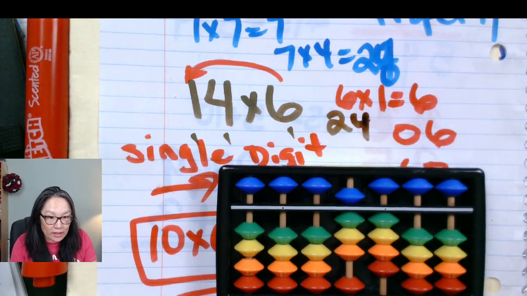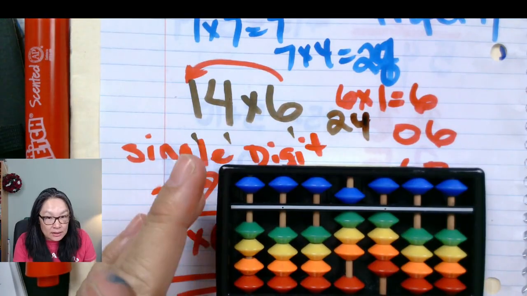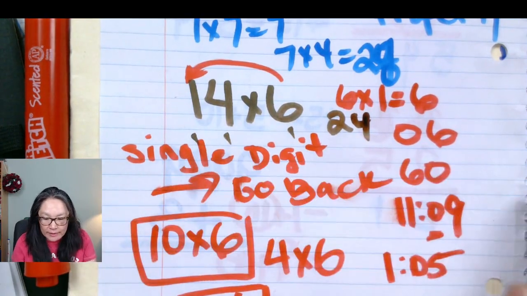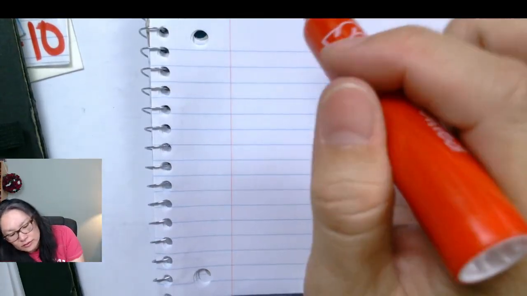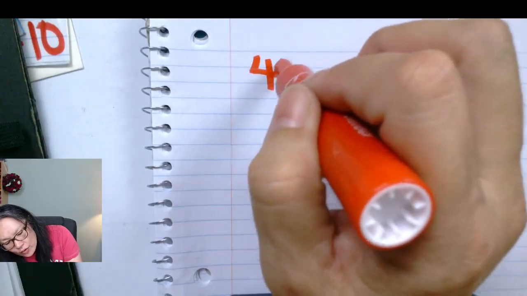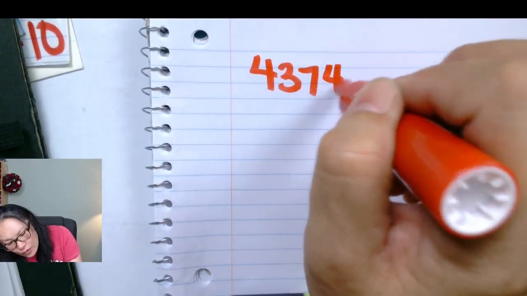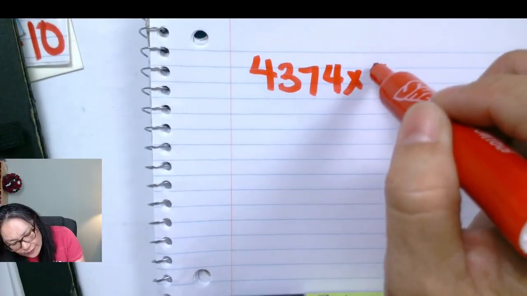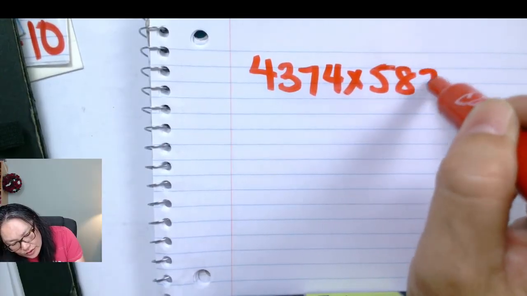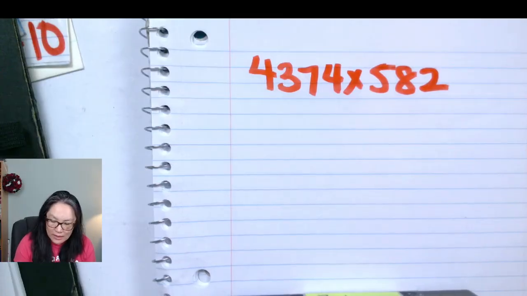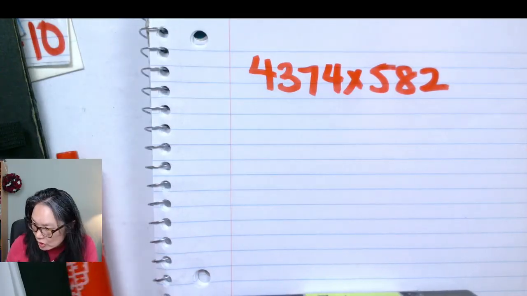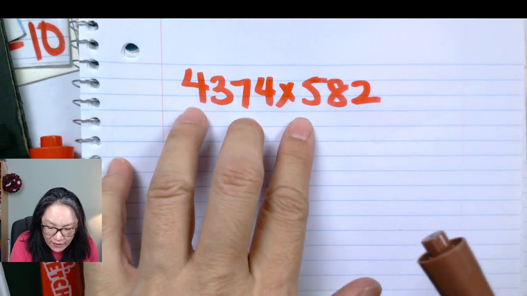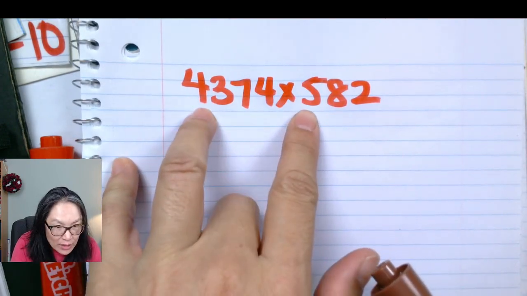Okay, so let's make it more complicated. The reason I don't do 10 times 60 is because the numbers can get bigger. So we do 4374 times 582. Now it gets really complicated. We are not going to say 500 times 4,000.